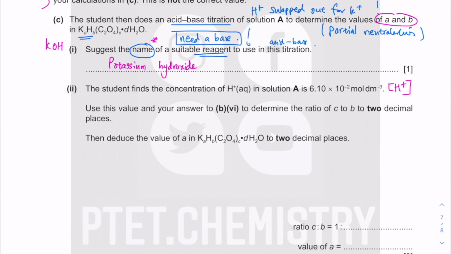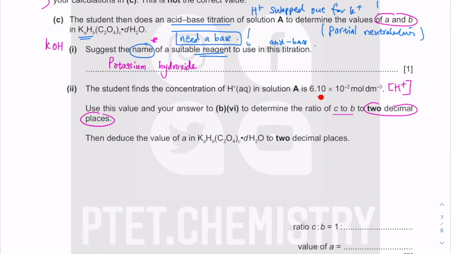Square bracket is typically how we define concentration. As you have known, since this is an A-level paper, you have seen square brackets used to represent concentration for a long time already. Now you need to determine the ratio of C to B to 2 decimal places. So use this value to determine the ratio of C to B.